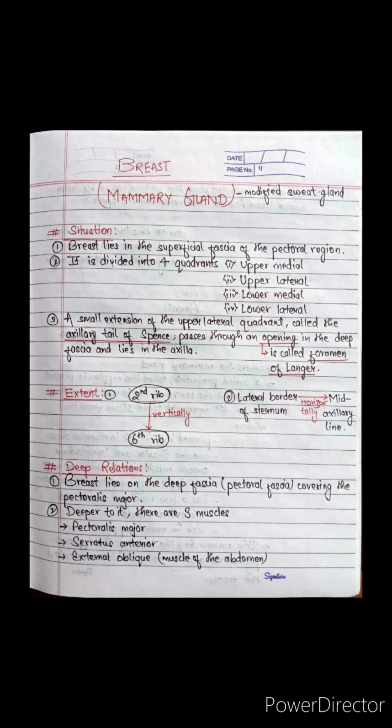A small extension of the upper lateral quadrant, called the axillary tail of Spence, passes through an opening in the deep fascia and lies in the axilla, and the opening is also known as foramen of Langer. Now let us talk about its extension. So the mammary gland is extended vertically from the second rib to sixth rib and horizontally from the lateral border of sternum to mid-axillary line.